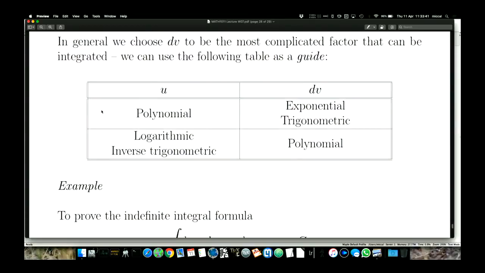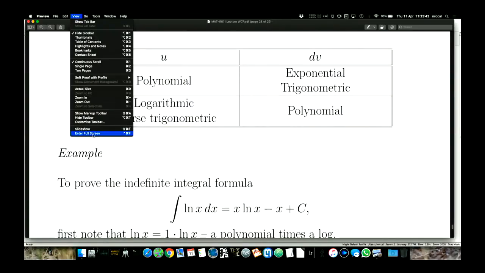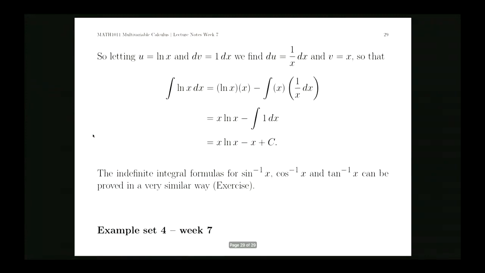Anyway, let's go back to this one. So you break it into pieces. So I let u equal log of x, dv equal 1 dx. Now I differentiate u equals log of x, that gives me du on dx equals 1 on x. So du equals 1 on x dx, yeah? Dv equals 1, if I integrate both sides I get v equals x.